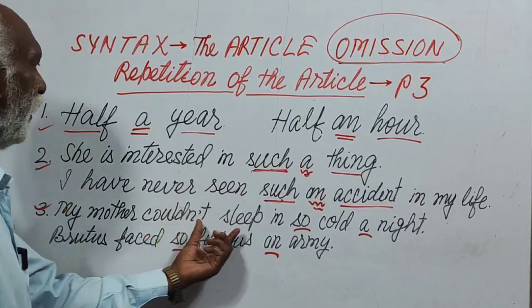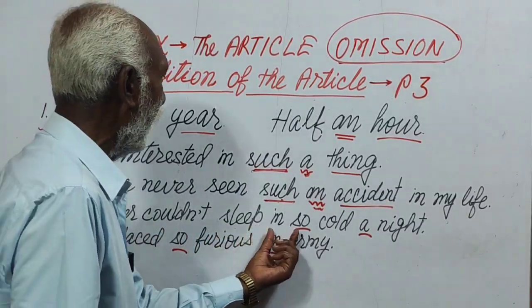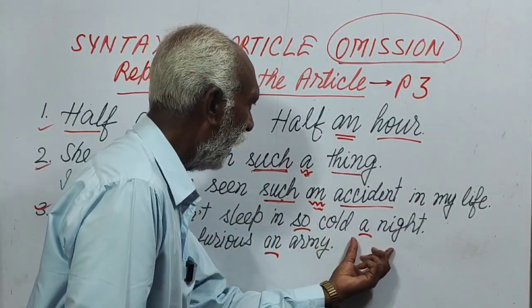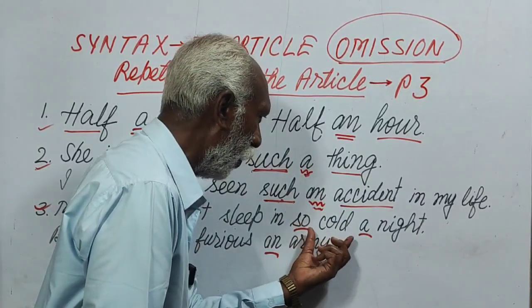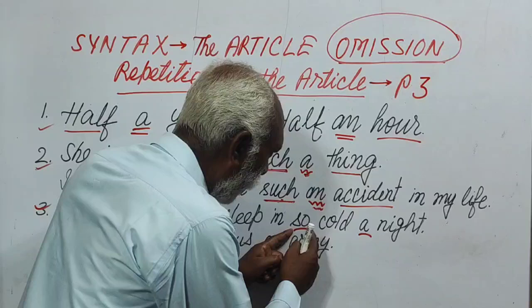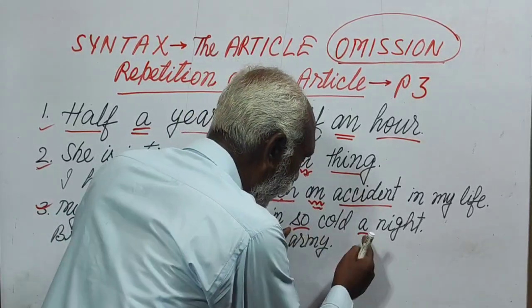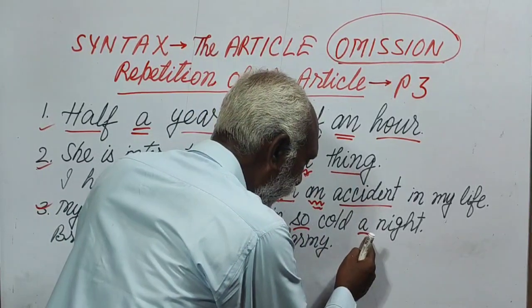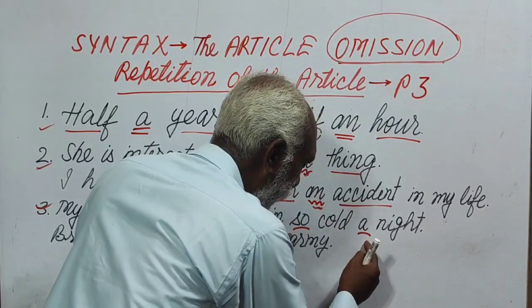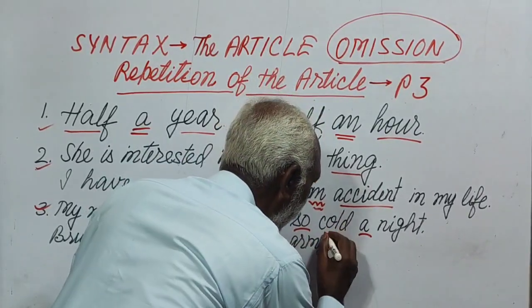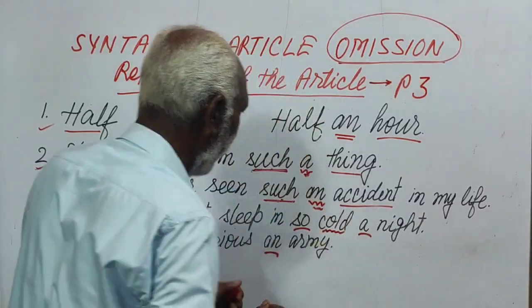तो my mother couldn't sleep. मेरी माँ सो नहीं सकी थी. In so cold a night. ऐसी ठंडी रात में. So cold a night. So followed by a, and just before night, noun, a has been used. Cold here. Look at this word, cold.